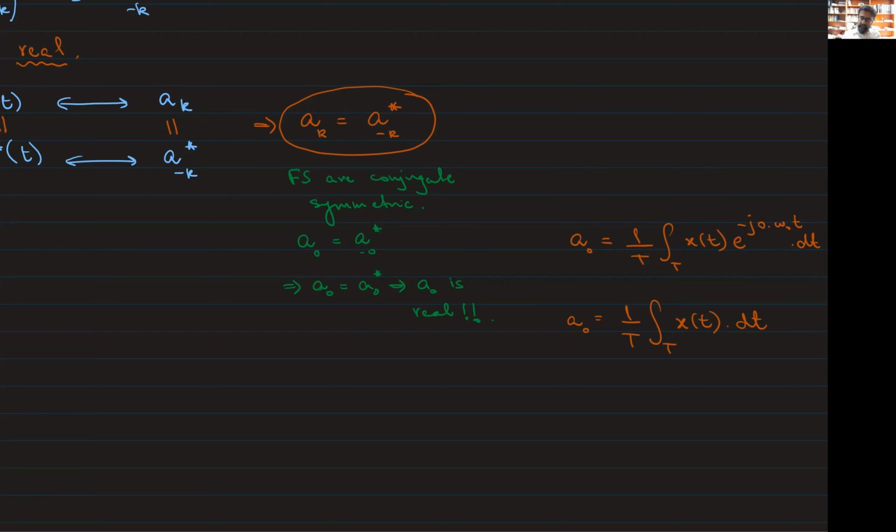I found out from this definition that A naught is real just by looking at the definition of the synthesis or the analysis expression. And if I got any other result from all of the analysis that I did earlier, that means I must have made a mistake. But everything is consistent, thankfully, right? So doing it one way and the other way, A naught does turn out to be real as it should. Okay.